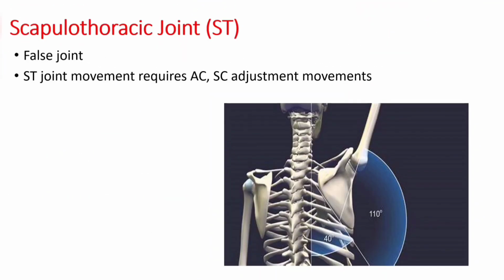Next joint is the scapulothoracic joint. It's a false joint because the scapula and the ribcage are not in direct contact, as they're separated by layers of muscles. And for the scapulothoracic joint, as I told you earlier, we need acromioclavicular and sternoclavicular adjustment movements.